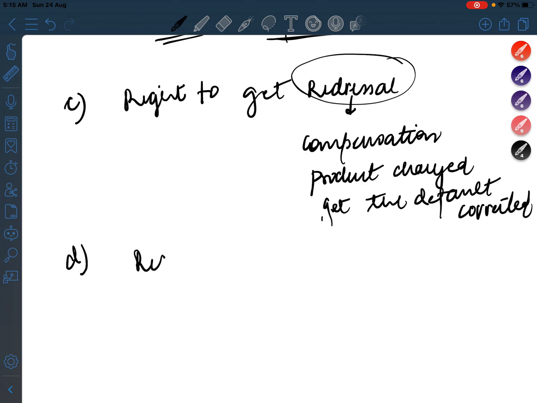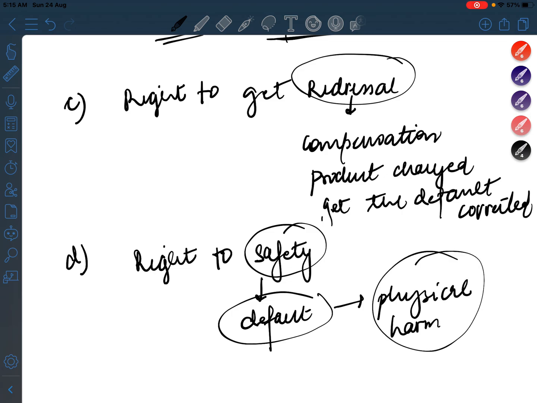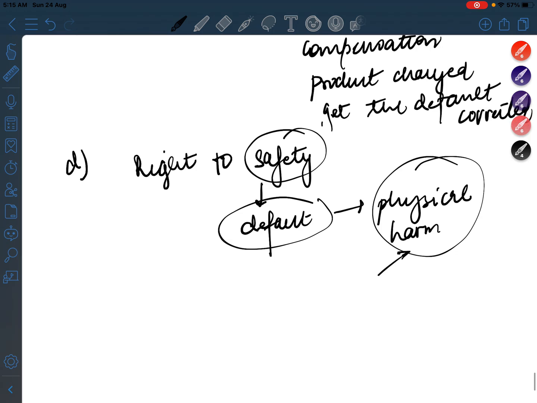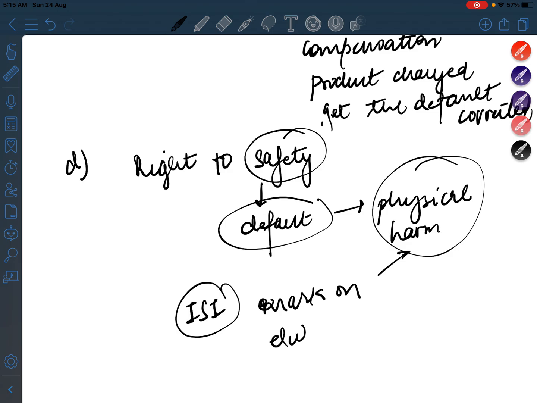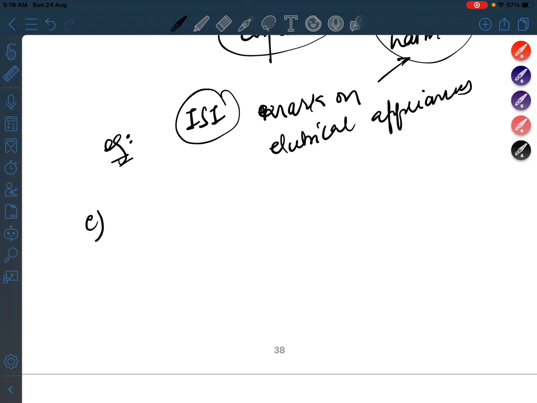Then the fourth right is the right to safety. This is in case, for example, when the product is not up to the mark or substandard components have been used in it, and the defect could cause physical harm. This right has been given so as to protect from physical harm, and that is why awareness is being created among consumers to check for the ISI mark. For example, the ISI mark on electrical appliances. You can use this as an example.